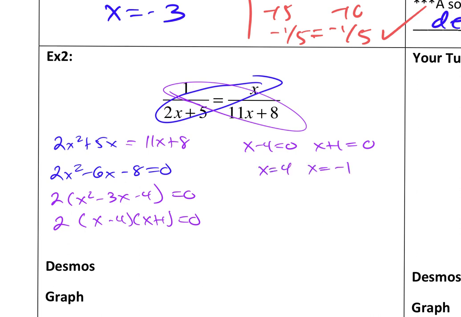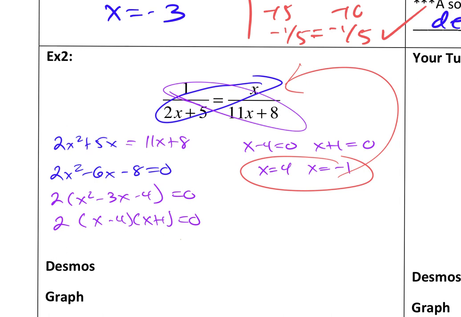Now again, we have to double check our answers to make sure that we don't have any extraneous solutions. So I'm going to take both of those values and we're going to be plugging them into the original expression to see if they work or not. Again, if we get a 0 in our denominator, that means that we have an extraneous solution. If we don't get a 0, then it's probably okay. All right, so let's go ahead and check the 4 first.